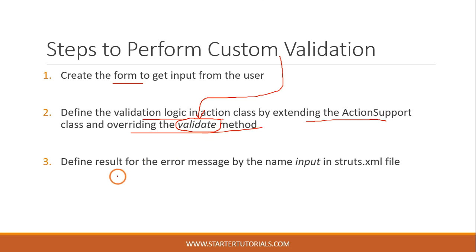The last step is that whatever result the user must see should be specified within the result tag with the parameter input. We have to create a result tag with the parameter input, and the value of this will be the error message that we want to display. This is provided in the struts.xml file.